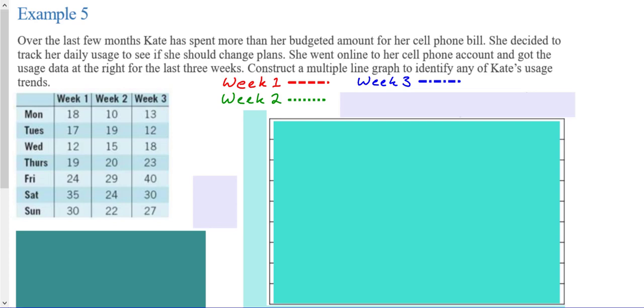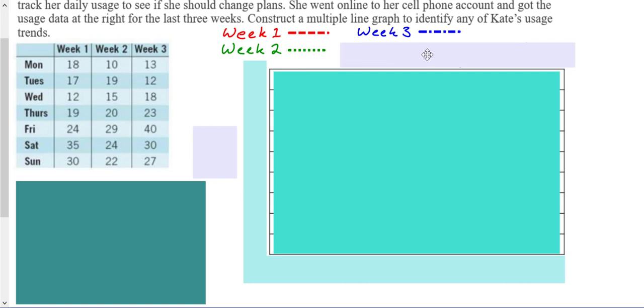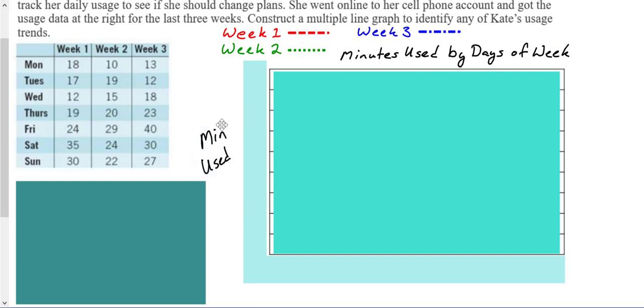So she went online to her cell phone company and got the usage data for the last 3 weeks. Construct a multiple line graph to identify any of Kate's usage trends. So when we're going to graph this, the first thing we want to do is, of course, label our graph, which is minutes used by days of the week. We want to label our axis. So on the Y, we're going to use the minutes used, and on the bottom will be the days of the week because we're doing minutes used by days of the week.